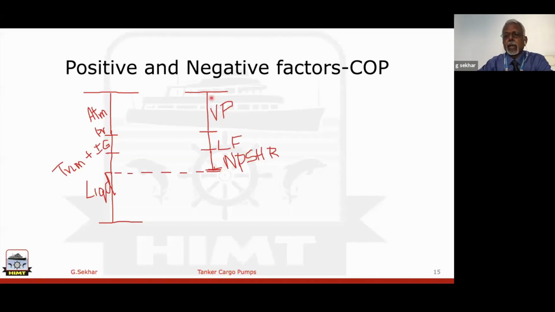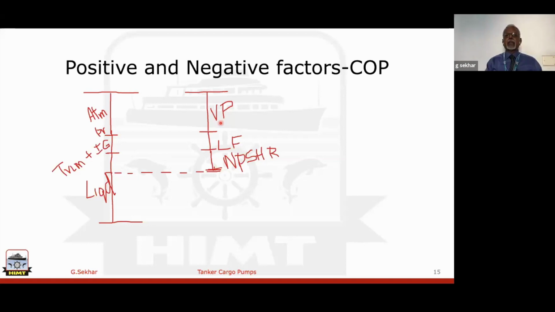Suppose if you see the negative factors, what I am writing here, VP means what? Vapor pressure. Now the vapor pressure of the cargo is going to be on the negative side. So if it is a higher vapor pressure cargo, you need to be more careful. This vapor pressure, we will not be able to alter it. It is a nature, as we have seen just now.